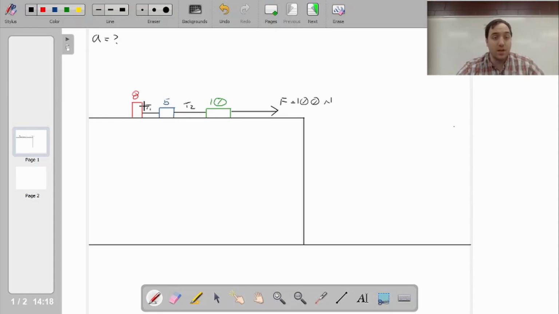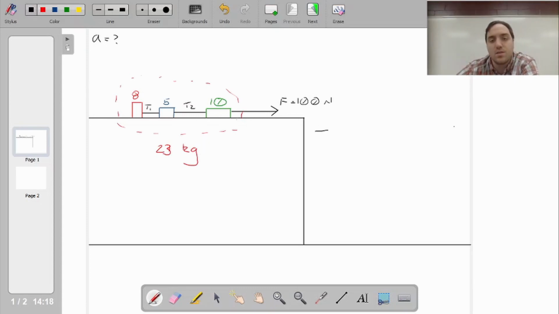Because these blocks are all connected, because they're all moving as one, we can treat them as a single object or a single mass in a system. So instead of focusing on three blocks with a total mass of 23 kilograms, we just say that there's one mass of 23 kilograms. At which point, finding the acceleration is very easy.